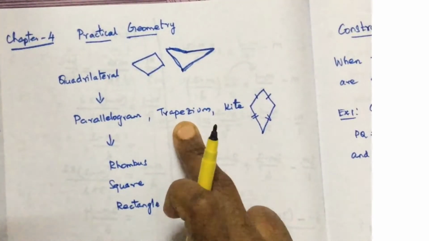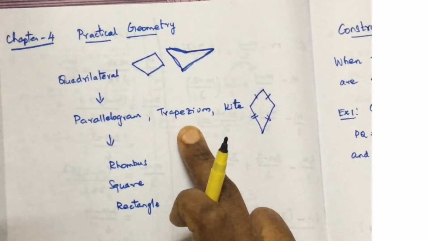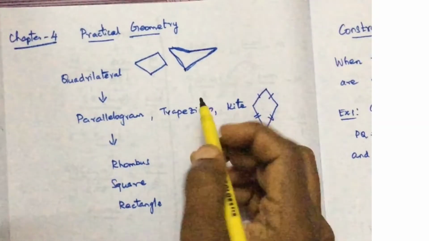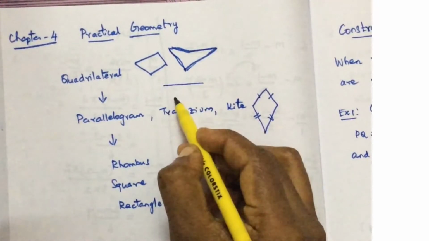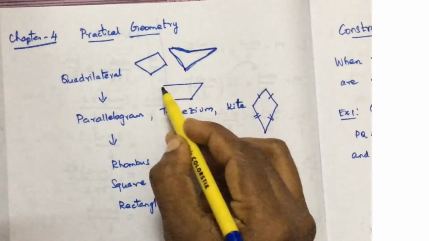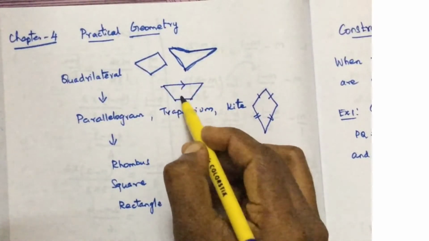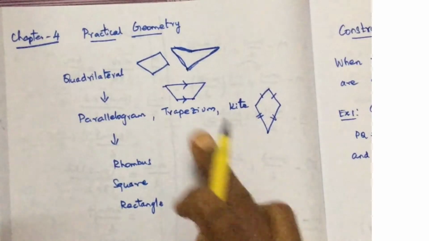Then what is a trapezium? A trapezium should have one pair of parallel sides, that is, it should be like this. This side and this side are parallel. So this is a trapezium.